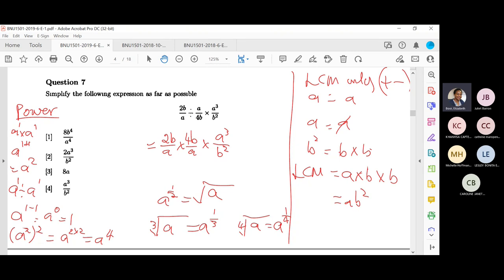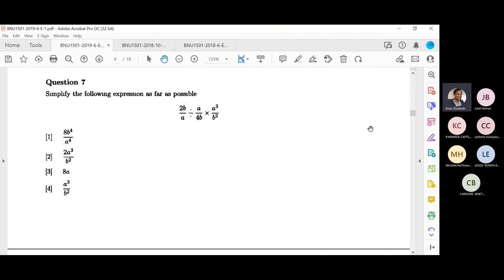So those are the things that you always need to take into consideration when you solve multiplication or division of powers. It's different when you have addition and subtraction. So those are the basic concepts that you need to learn.